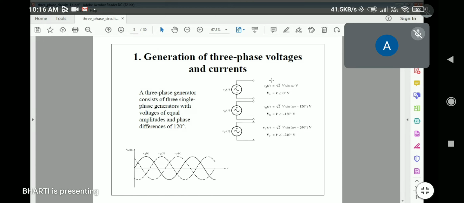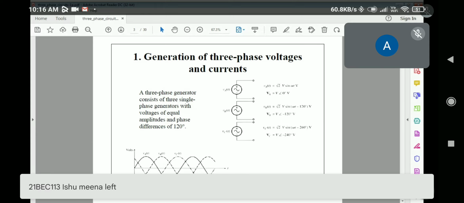That is this VA(t), whose value is equal to root 2, we take V as the RMS value and root 2 V as the maximum value. That's why it's written as root 2 V sine omega t. So this much of volts, or we can say VA is equal to V angle 0 volts. Is it clear to everybody? So that is the voltage of this phase, that is the first line.